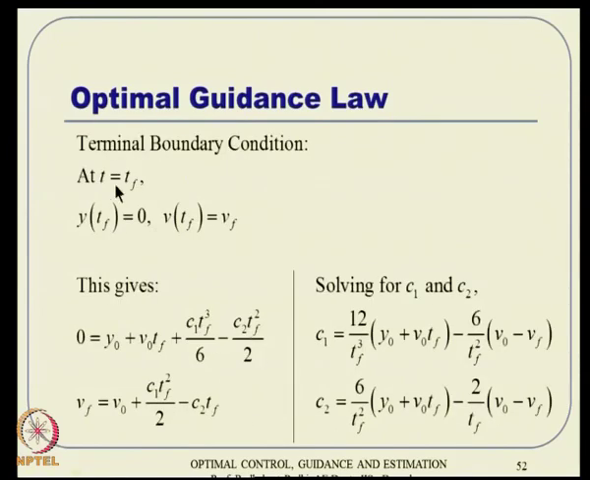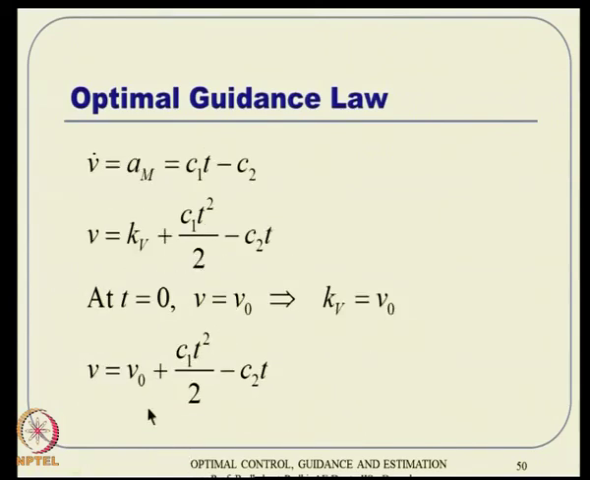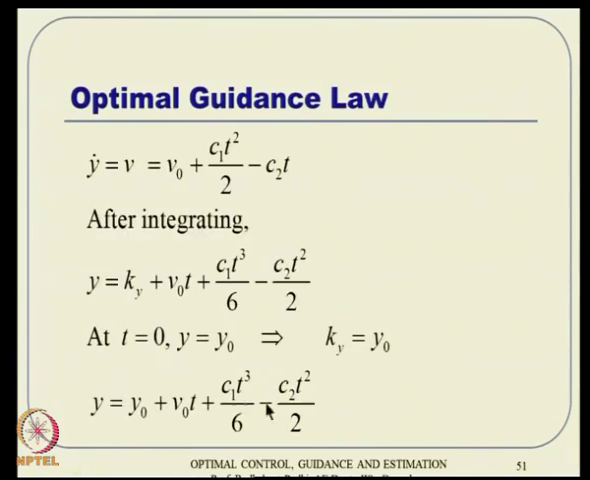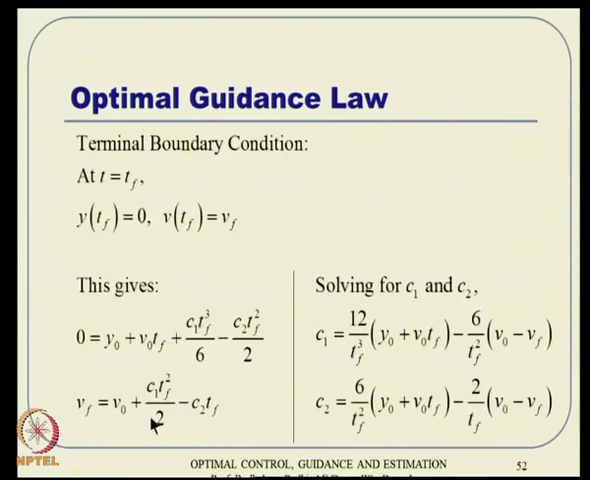Now we are ready for applying the terminal boundary condition, which is given in terms of V f and y f. At t equal to T f, y of T f is 0 and V of T f is V f, which is given as the constraint for the problem. So when you substitute this in this expression and that expression, we will end up with these two equations. Now there are two equations and two unknowns, C1 and C2. So we can always solve for this, and after solving we will get something like this.